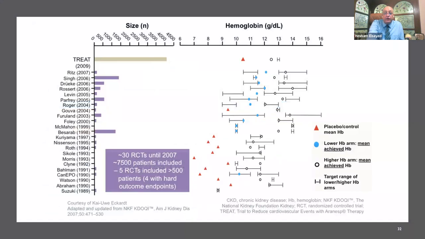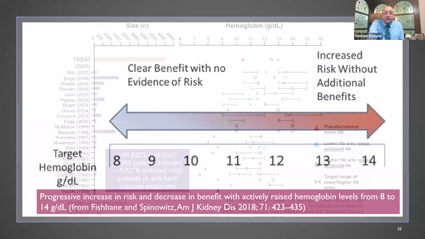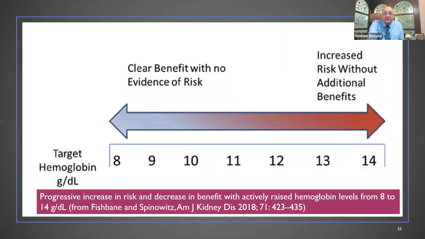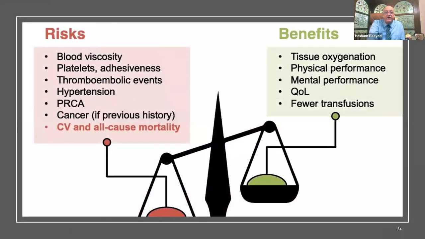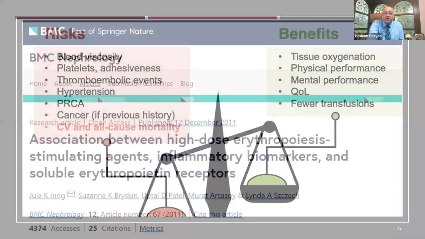Lessons from the clinical trials for erythropoietin replacement: there is huge data on the internet, and the guidelines say that between 10 and 12 is the gray zone of clear benefit with no evidence of risk, while increasing this level above 12 grams, there is increased risk without additional benefit. The patient will not get benefit if the hemoglobin target is higher than 12. So the risks are viscosity, hypertension, pure red cell aplasia, and cancer. We'll discuss it in more detail in a few minutes. The benefits are important: tissue oxygenation, decreased inflammation directly and indirectly, mental performance, quality of life, and fewer transfusions.